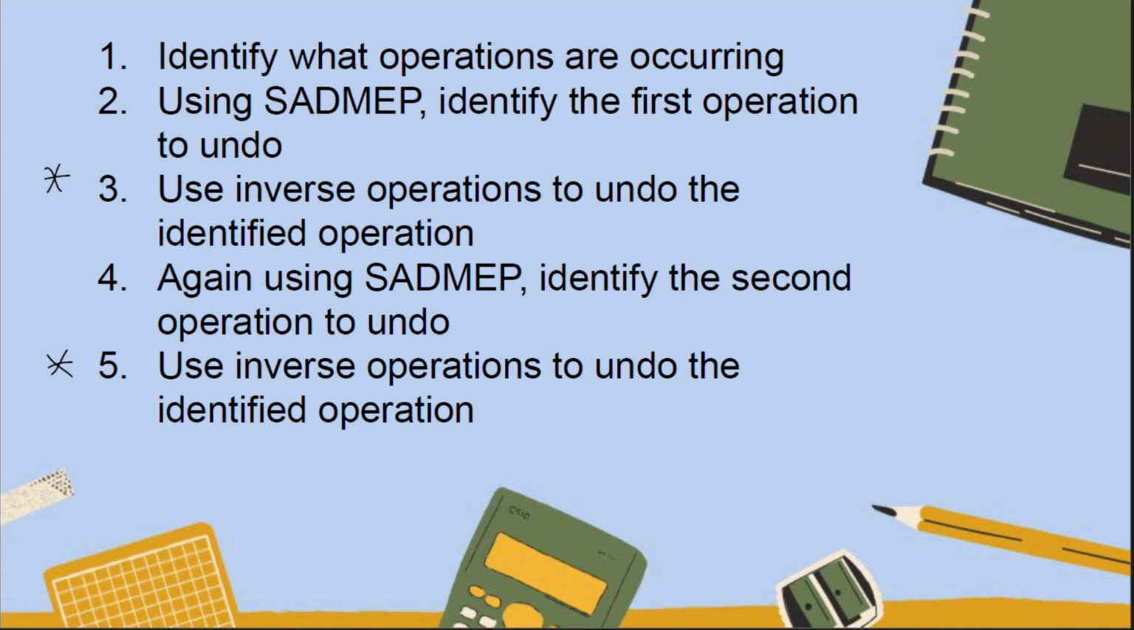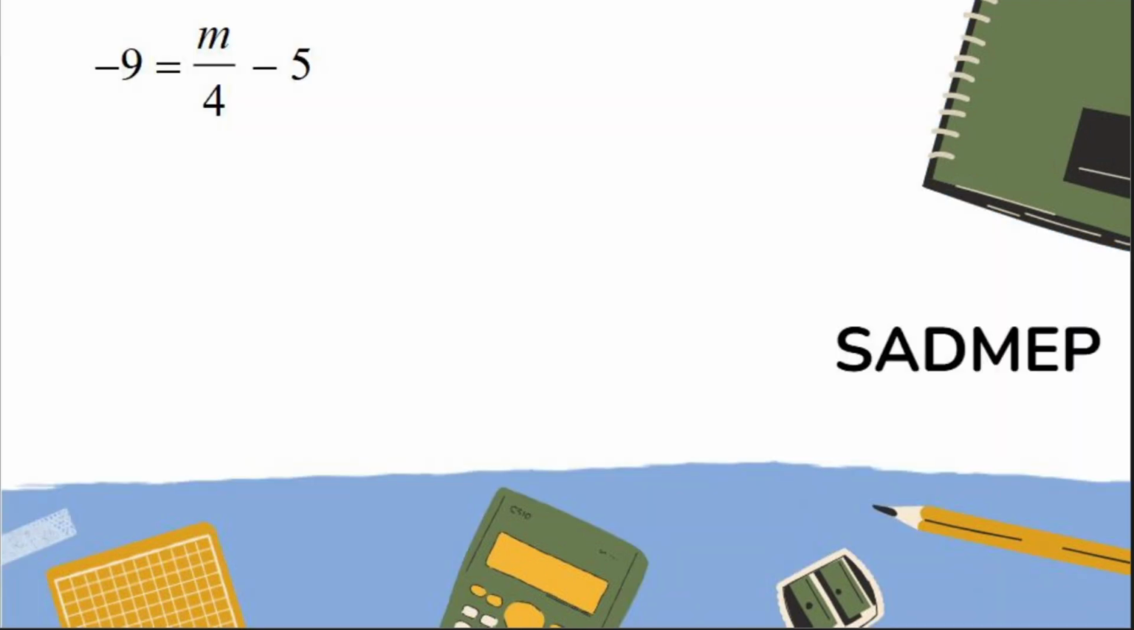First, you're going to figure out what operations are occurring. You're going to use SADMAP to figure out what operation you're going to undo first. Then you're going to undo that operation. This is where we're seeing step 3. Next, you're going to use SADMAP to identify the second operation. And then you're going to see that second operation being undone with step 5. So realistically, it looks like 2 steps, but it kind of feels like 5. This sounds like a lot, but I promise it's not that bad. Let's look at an example here.